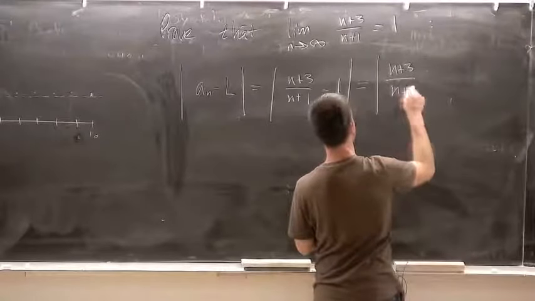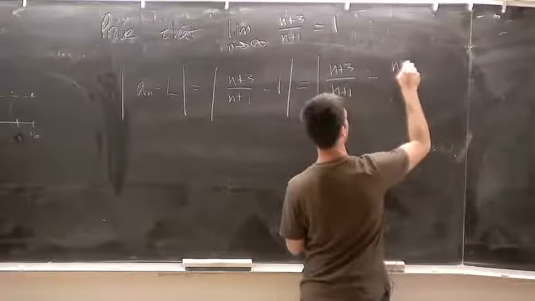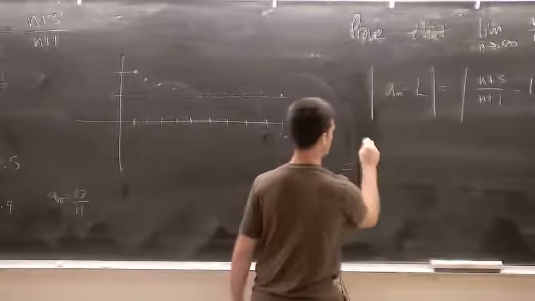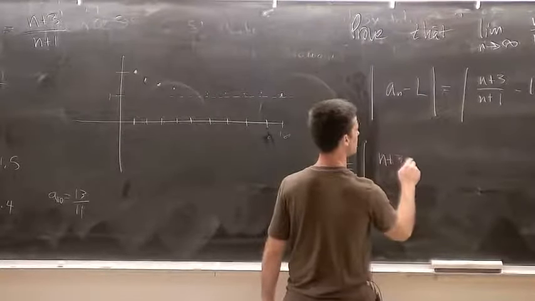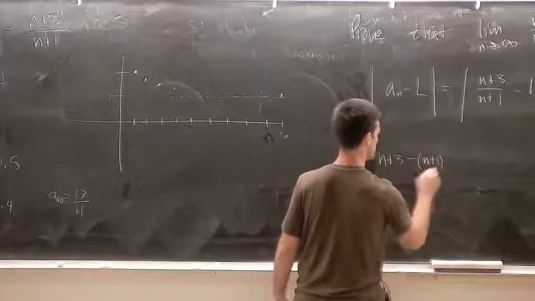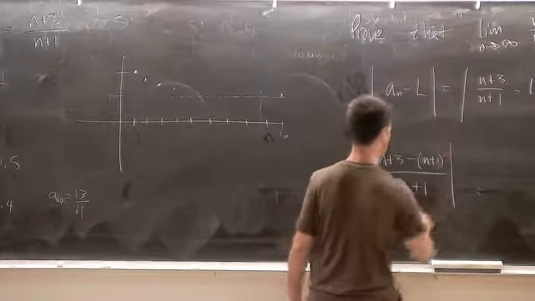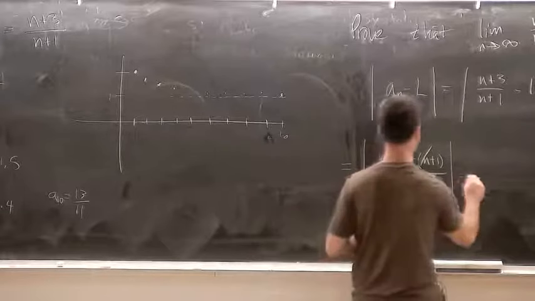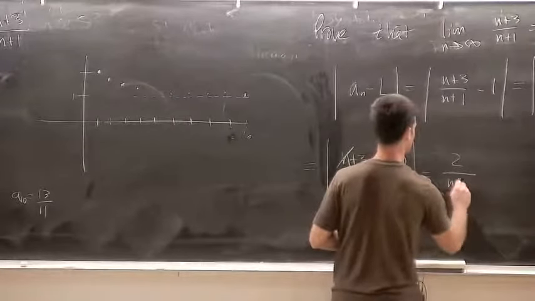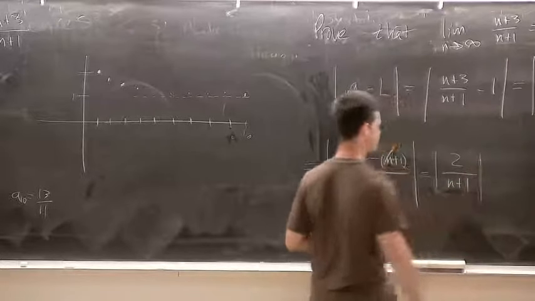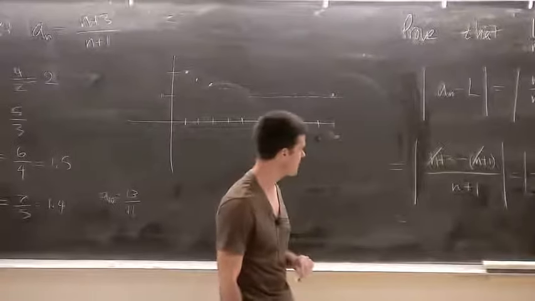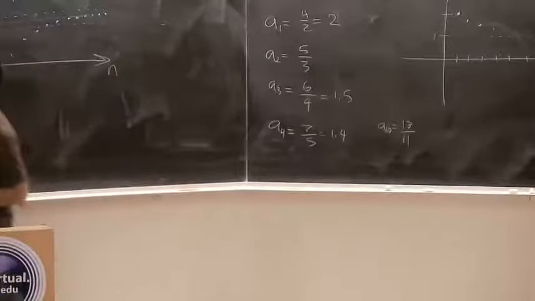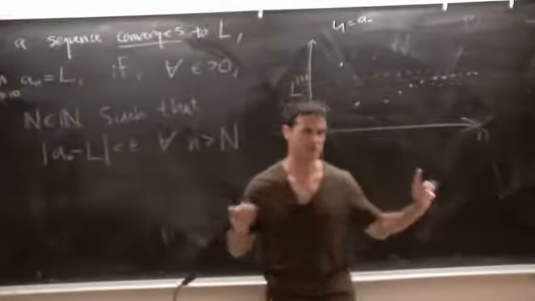n plus 3 over n plus 1 minus, let's get a common denominator here. Okay, so this is n plus 3 minus n plus 1. Let's see, the n's cancel out. 3 minus 1 is 2 over n plus 1. Okay, what is it that I want? I want this quantity to be arbitrarily small.